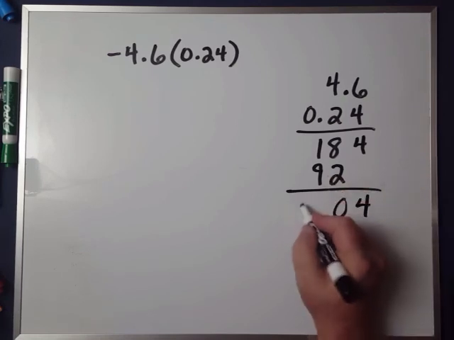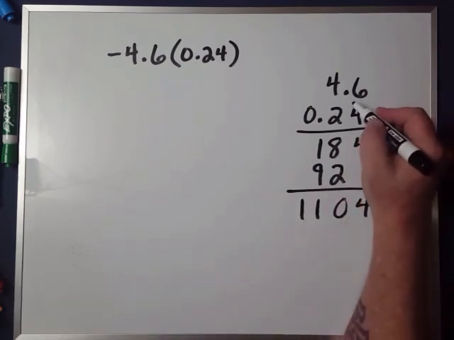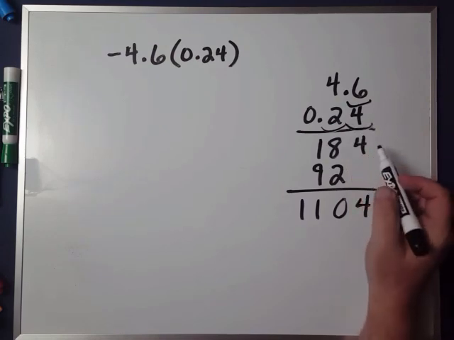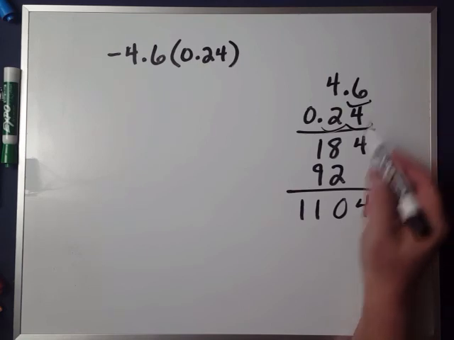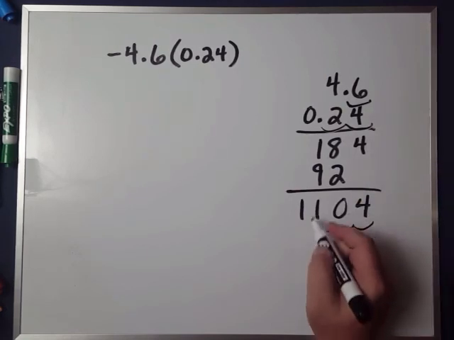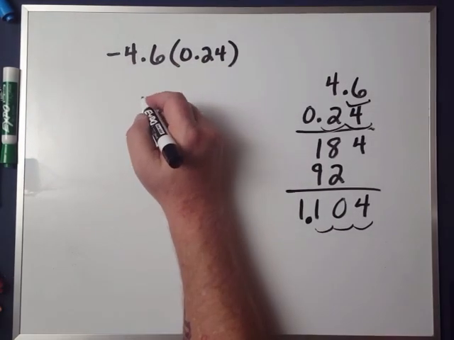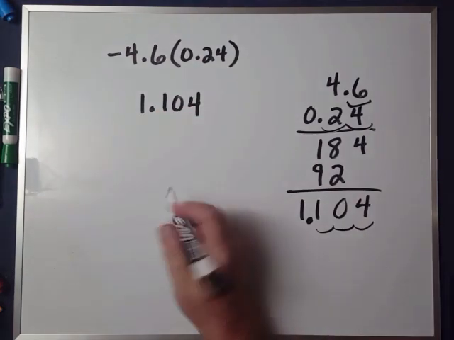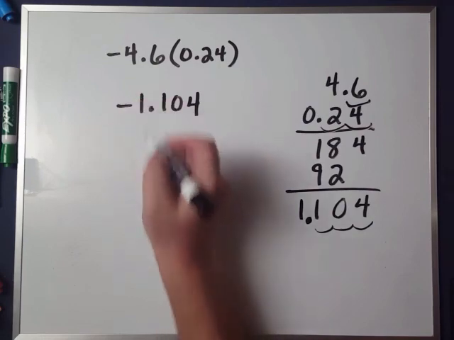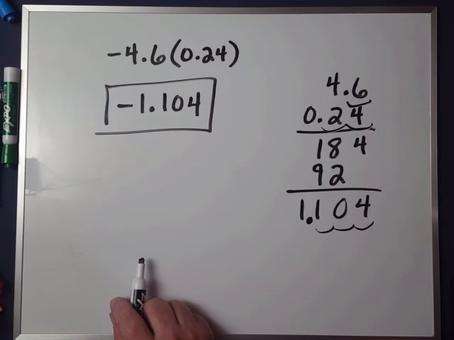Total of 1,104. But to figure out where the decimal goes in my answer, I will count the number of decimal places in the problem. 1, 2, 3 decimal places total in the problem, and so I will give 1, 2, 3 decimal places to the answer. So just the product is going to be 1.104, and the sign on my answer, a negative times a positive, is negative. Let's look at number 24.